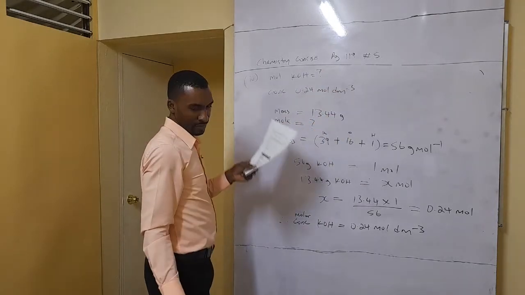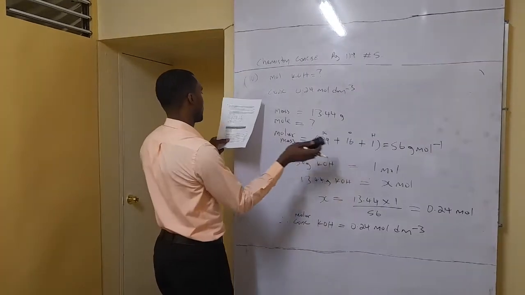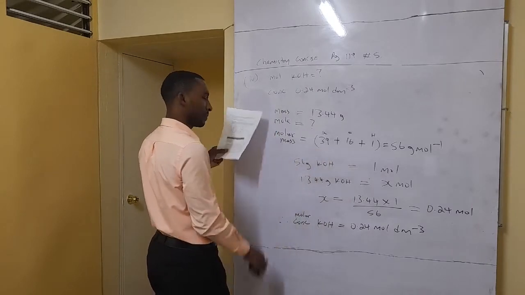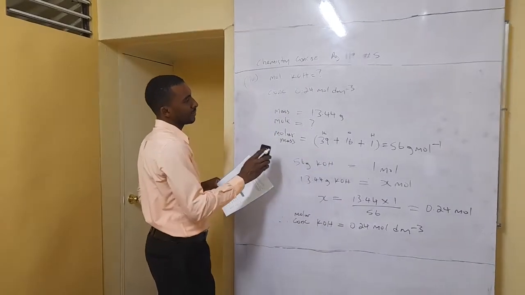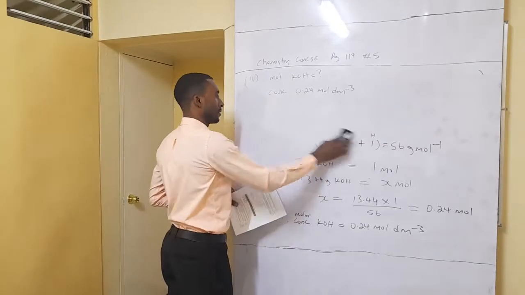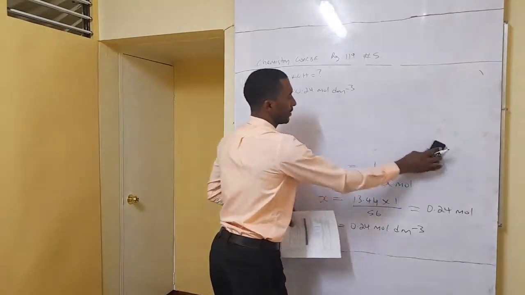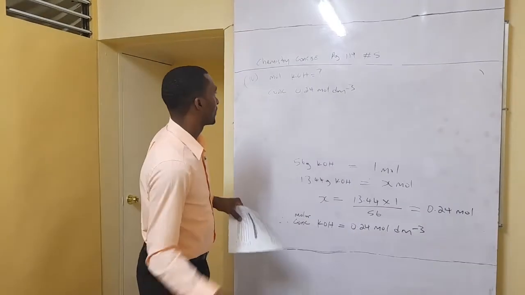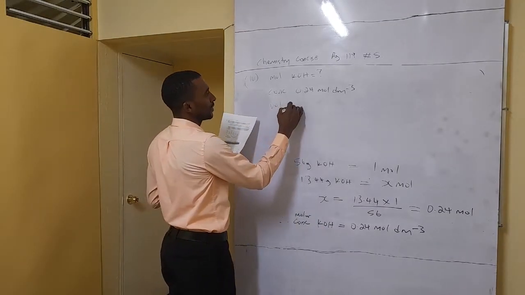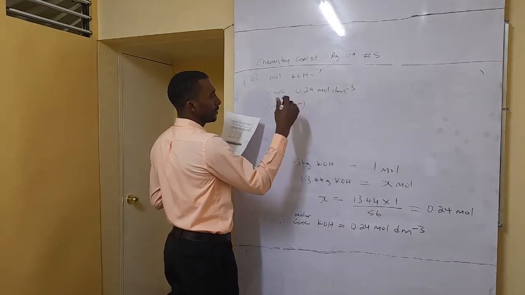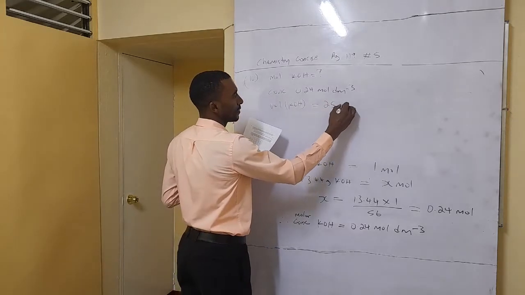What was the volume using the titration of KOH? Read it again, please. 25. Good. Come on, you have to read the question and jot down this stuff, alright? So the volume for the KOH is the one they did from the pipette, which is equal to 25 cm cube.